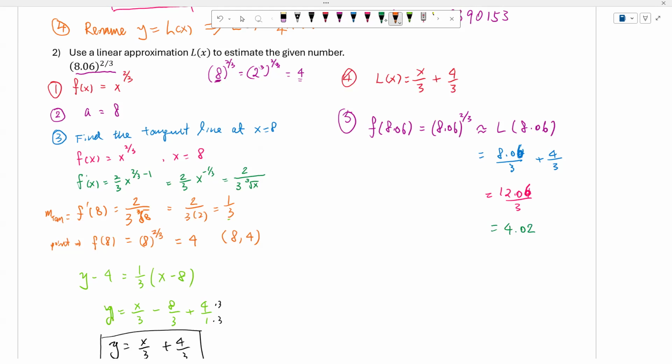Then we are going to check. And so the number that I get from a calculator is 4.01997583. So meaning my answer 4.02 is a really, really good approximation then.